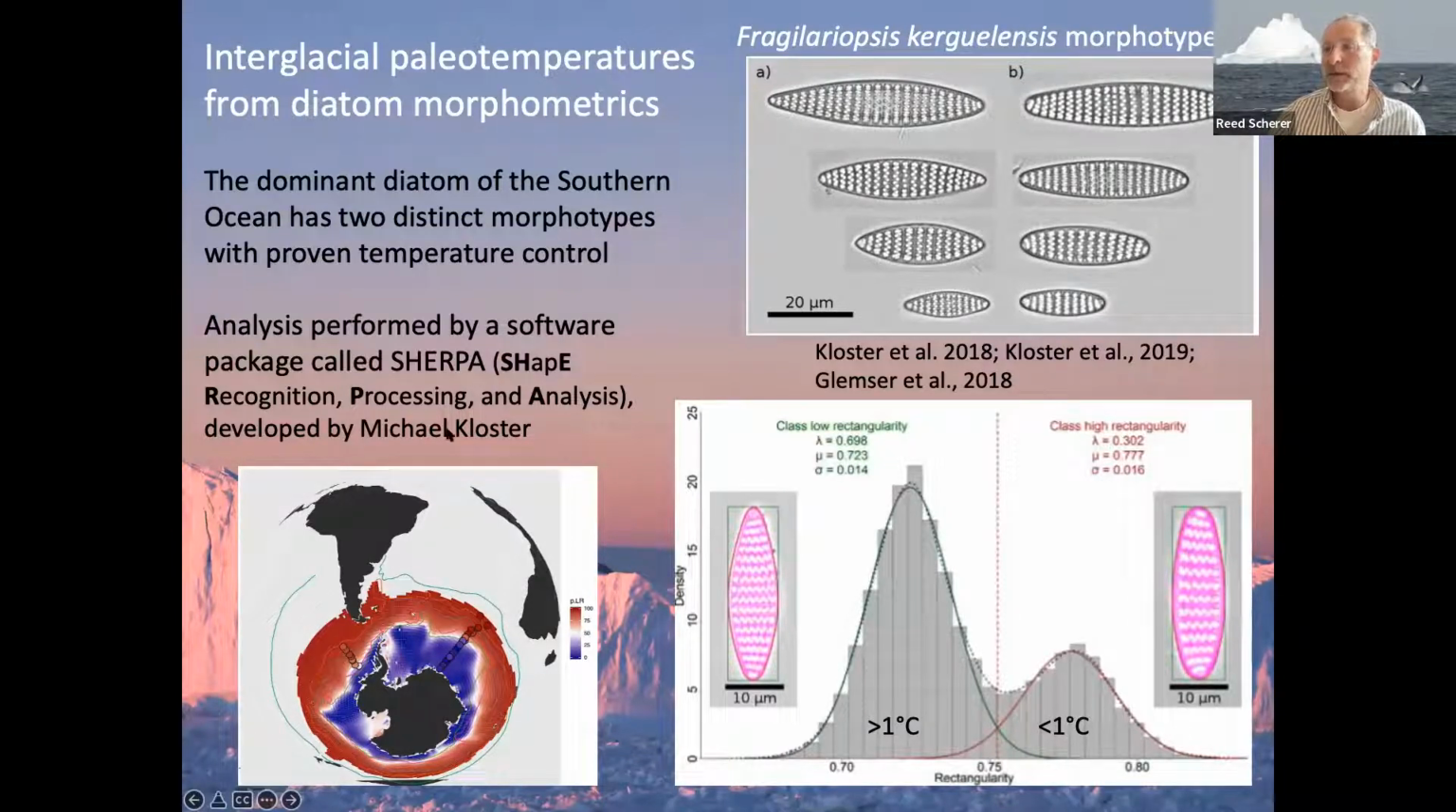So what Kloster did was he developed a morphometric analytic package that will take images and categorize them. From that, you can calculate the temperature, as calibrated by surface water and surface sediment calibrations of the variance between these two morphotypes, the warmer morphotype and the cooler morphotype. You see, there's not that much overlap between these two end member shapes, so they can be quite effective as a paleotemperature indicator.